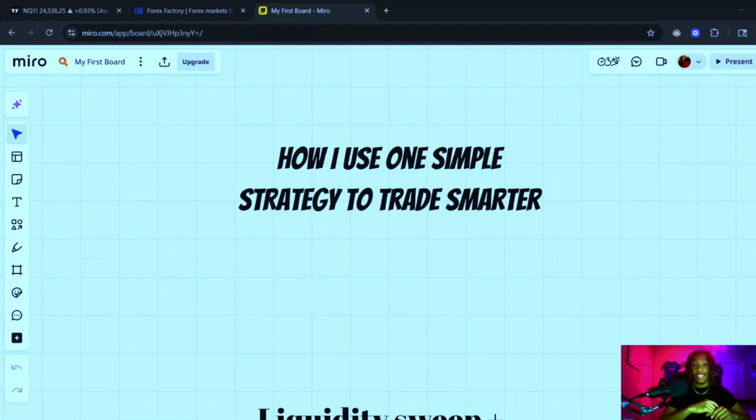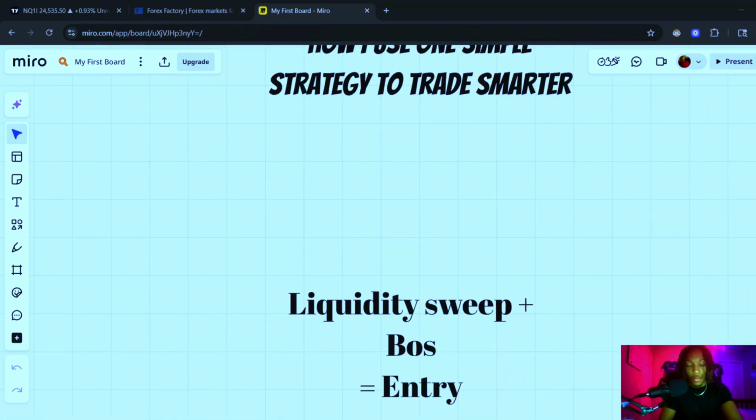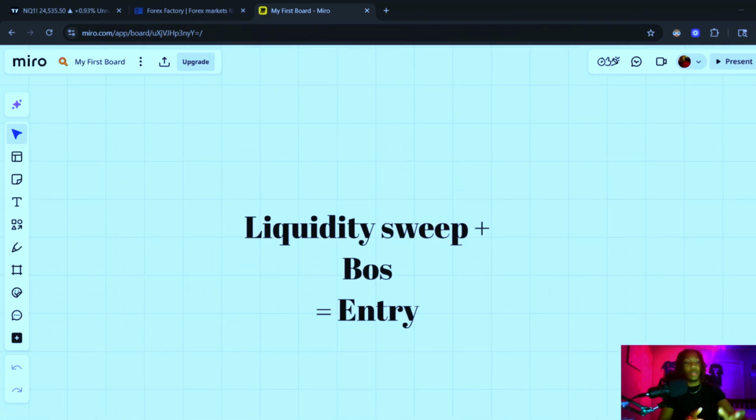This one strategy can make you profitable overnight. What is this strategy? Look, in simple terms, it's pretty much smart money trading, whatever you want to call it. This is what my strategy looks like. I look for the liquidity sweep, and then I look for the breaker structure, and that's my entry.